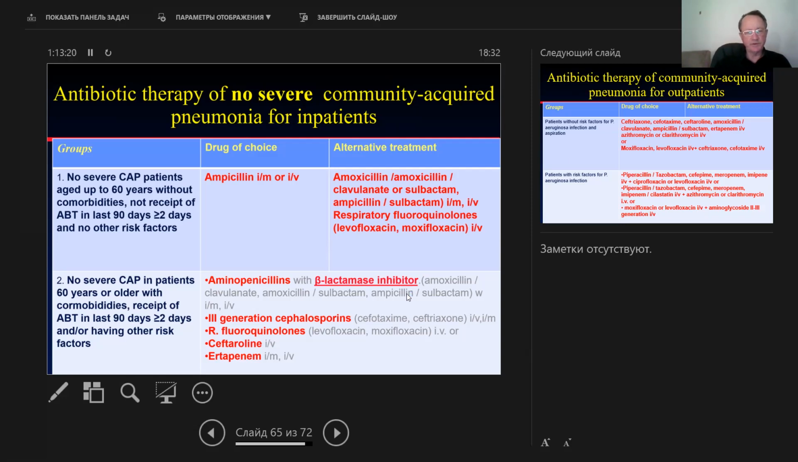In the second group, we should start with aminopenicillin with a beta-lactamase inhibitor, amoxicillin clavulanate, sulbactam, third generation cephalosporins, cefotaxime, ceftriaxone, respiratory fluoroquinolones, and carbapenems, ertapenem.